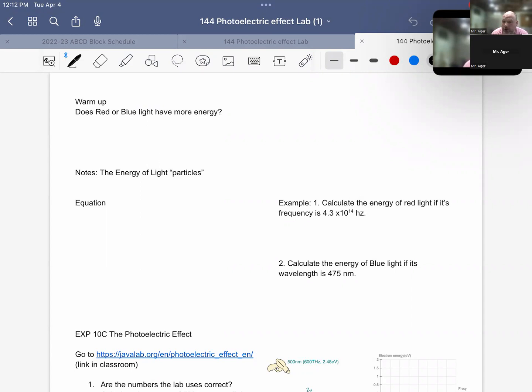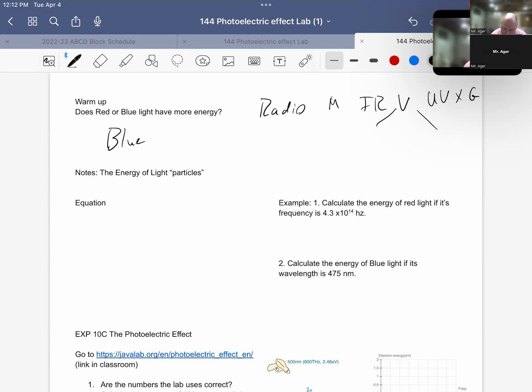So, first off, your warm up. Hopefully you did the warm up, and hopefully you chose blue. Yes, blue light has the most energy. Think about the spectrum of all the electromagnetic waves. Start out with radio, and then you go to microwave, then you go to infrared. Then we have the visible light, which is broken out into some different areas. Then you have UV light, X-ray, and then gamma ray.